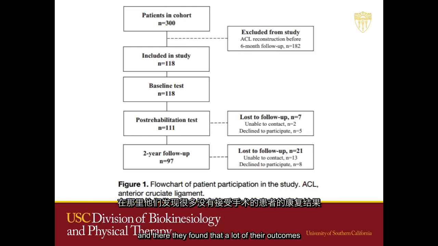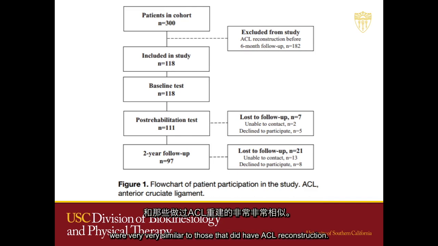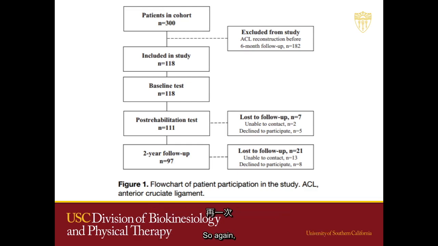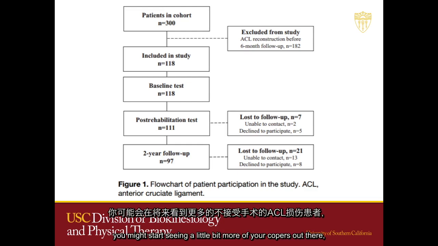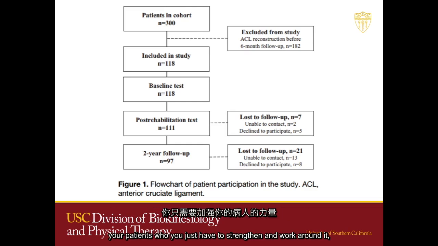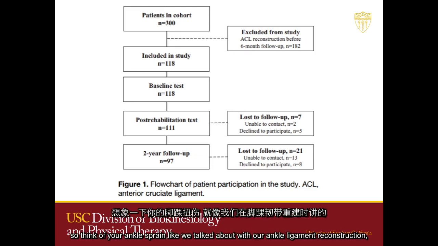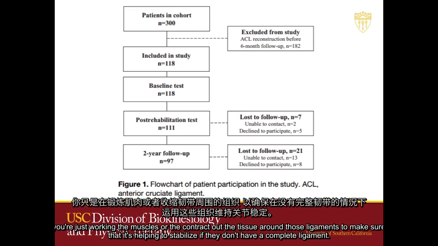And they found that a lot of their outcomes were very, very similar to those that did have ACL reconstruction. So again, you might start seeing a little bit more of your copers out there, your patients who you just have to strengthen and work around it just like you would with any ligament. So think of your ankle sprain like we talked about with our ankle ligament reconstruction. It's very similar. You're just working the muscles or the contractile tissue around those ligaments to help to stabilize if they don't have a complete ligament.